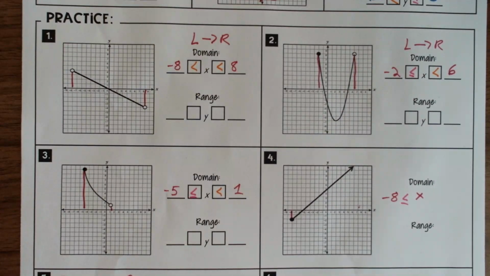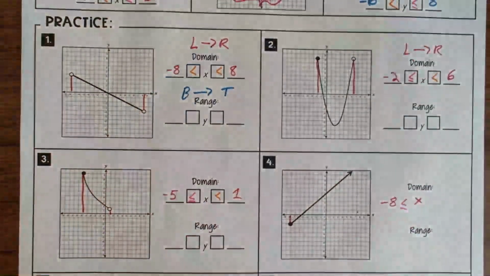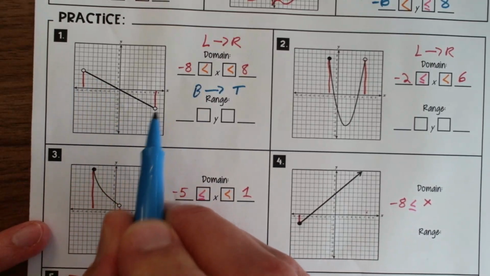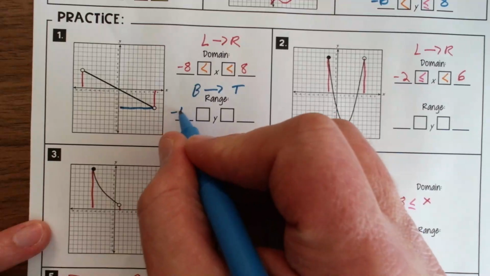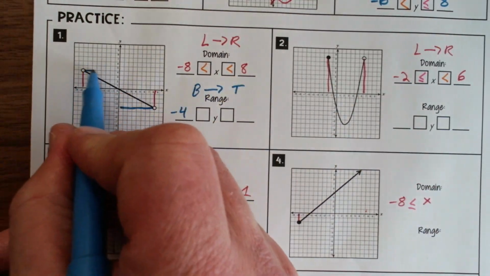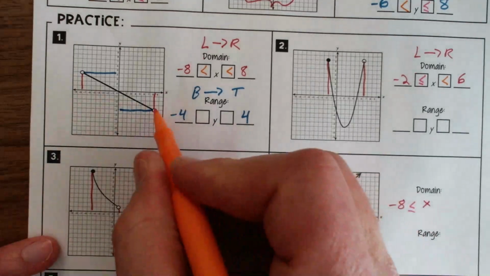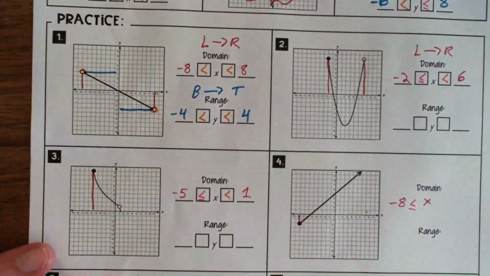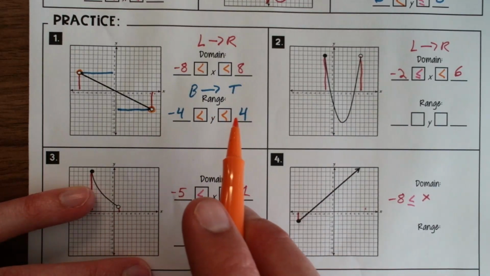Okay, now let's practice my range. So remember, range is bottom to top. So my bottom part of the graph isn't over here, it's way over here. So I draw this over, this is -4. I draw this over, that's +4. Both of them have open circles, so both of them are less than and less than. Again, -4 is less than y is less than 4.